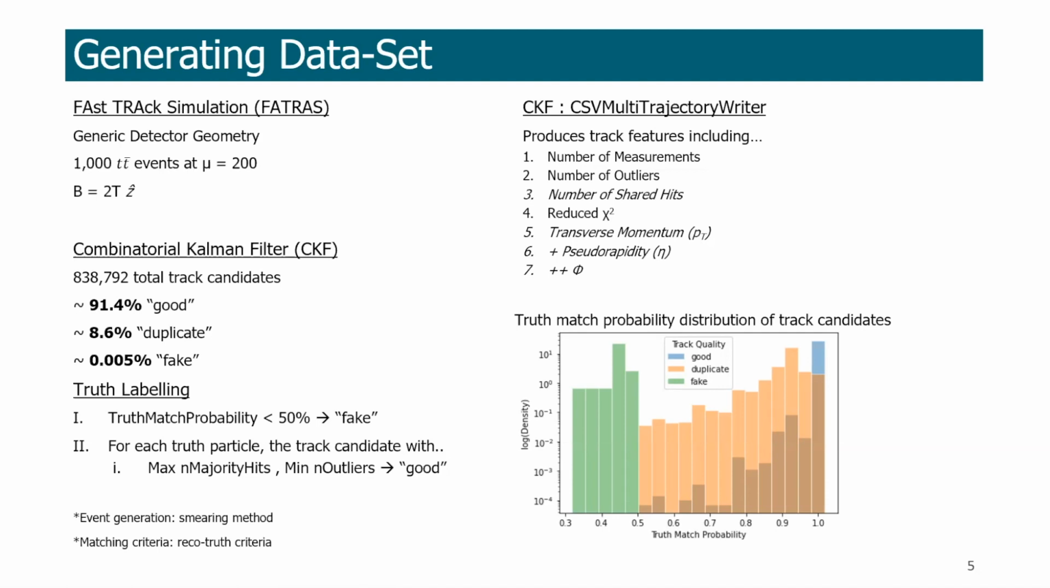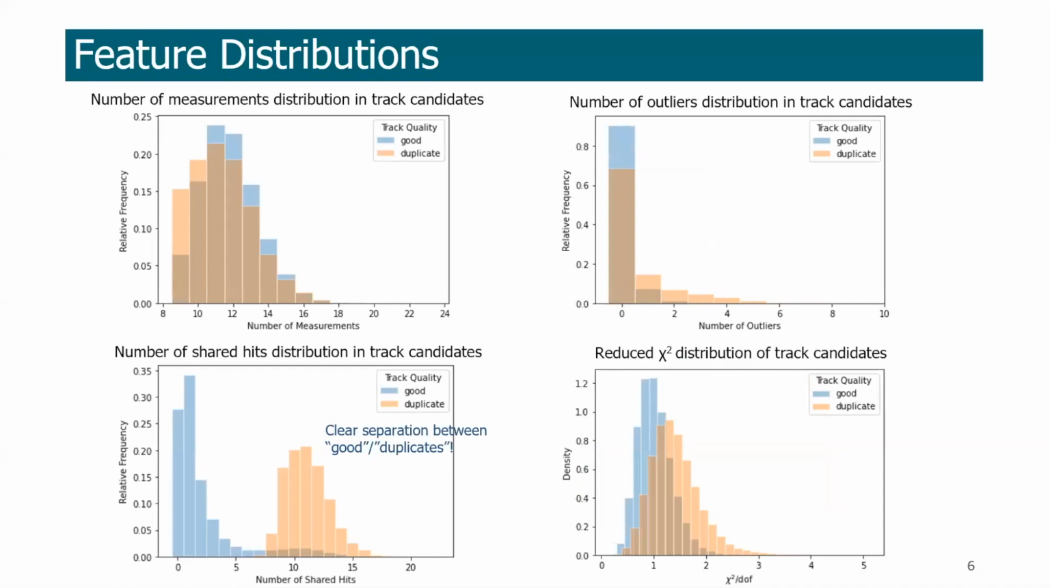First, it's valuable to know how these features differ for the different track qualities, and I'll show that. Since the number of fake tracks found in this data set was a very small number, its distributions were quite variable, so fakes are not examined in the upcoming few slides. There is some small separation in the distributions of the number of measurements, the number of outliers, and the reduced chi-squared between good and duplicate tracks, represented by the blue and orange bars, respectively.